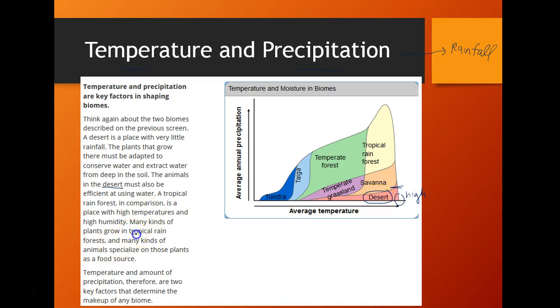But if we look at the tropical rainforest, we see right here that it does have higher temperatures like the desert, however, the rainfall is very high. And so, again, different amounts of precipitation cause there to be different types of organisms in both of these biomes.